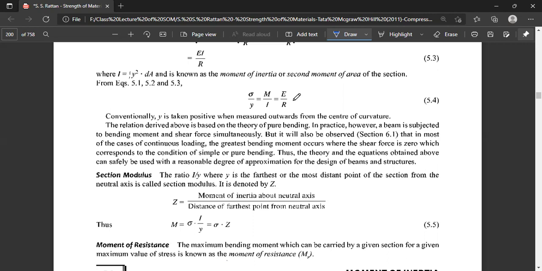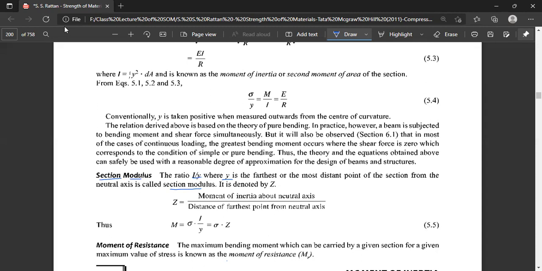We have discussed the ratio I divided by y, where y is the distance of the farthest or most distant point of the section from the neutral axis. This ratio is called section modulus. So I is the moment of inertia, but the concept of section modulus will be applied only for the fiber which is the farthest away from the neutral axis.